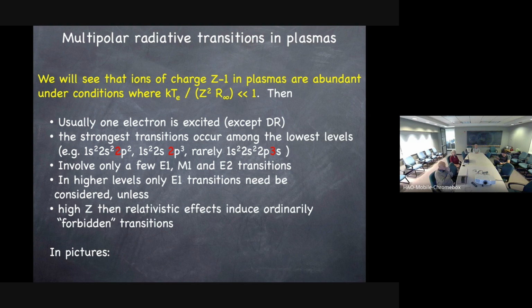And so really, when we look at the spectrum of these ions, unless we want to look at something very special, like the distribution function that Joan was talking about, we really have to look at things like a few electric dipole, magnetic dipole, and sometimes electric quadrupole transitions. I'm not going to talk about those. That's just an extension of the multipolar expansion to the next multipole order too. And again, in the higher levels, only electric dipole transitions need to be considered unless we have very highly charged ions.